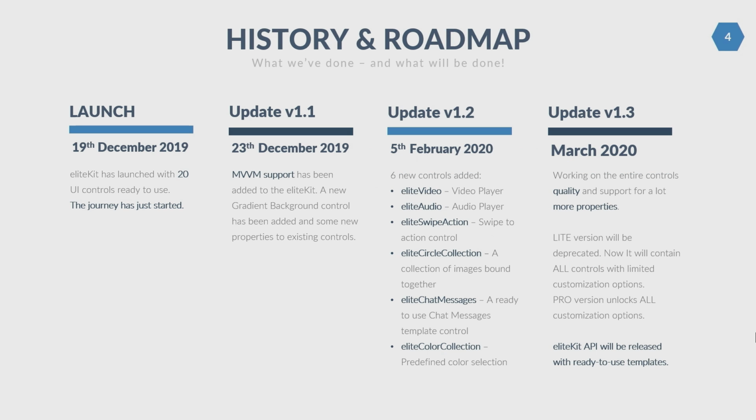So our history and roadmap, what we've done and what will be done in the future. On the 19th of December 2019, we launched the Elite Kit with 20 UI controls. For update version 1.1, released on the 23rd of December 2019, we added MVVM support by Ricardo Vasquez, our main developer for the entire Elite Kit. A new gradient background control was also added, and a lot of properties to our existing controls.